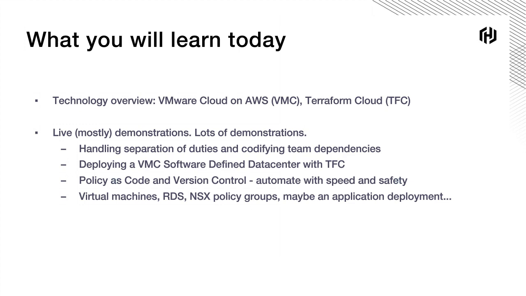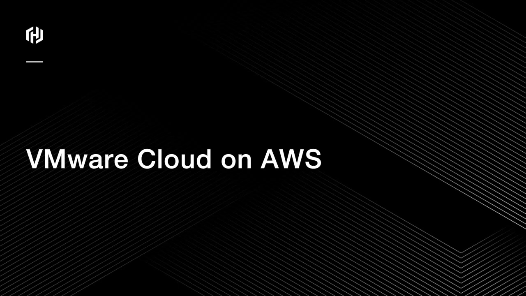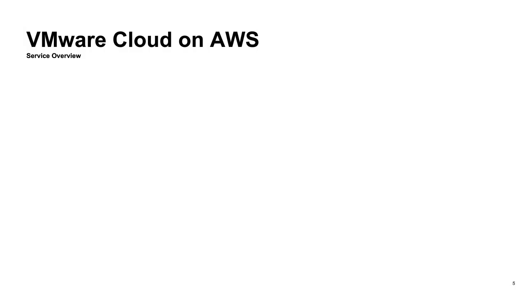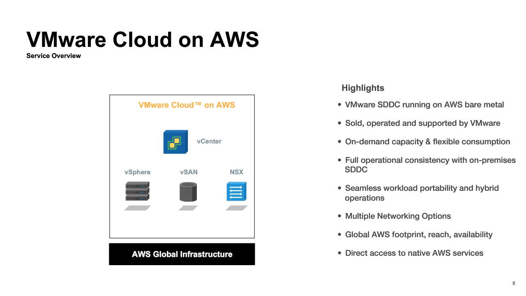So first, let's talk about what we're going to build throughout the presentation. We're going to build a VMware Cloud environment. So what is VMware Cloud on AWS? I'll just cover it in a couple of minutes, but essentially, if I had to summarize it, it's VMware as a service, right? What you get at the click of a button or through an API call is an entire VMware environment running on top of AWS bare metal, right?